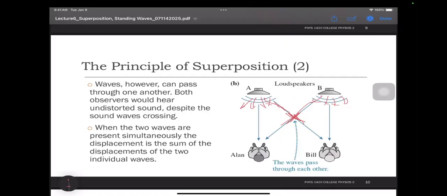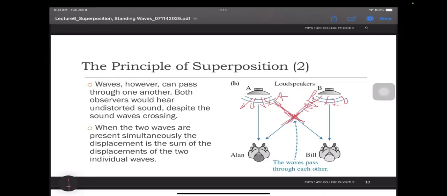When two waves are present simultaneously, the displacement is the sum of the displacements of the two individual waves. For example, here is wave A, here is wave B. In this position, the displacement is the sum of the displacement of wave A and wave B. Does it make sense to you? Yeah, because they just have a displacement sum phenomenon.